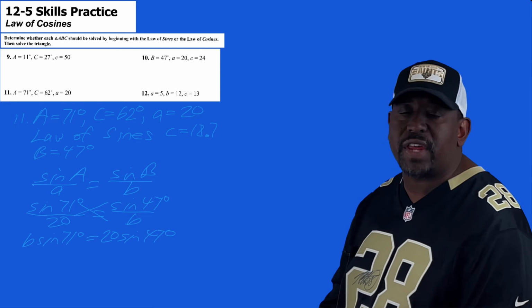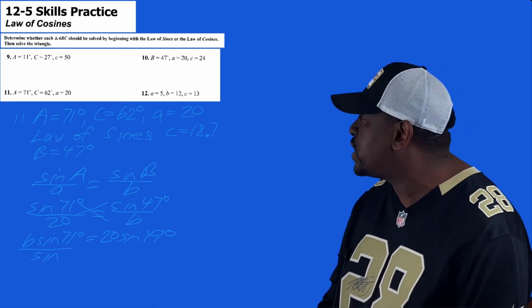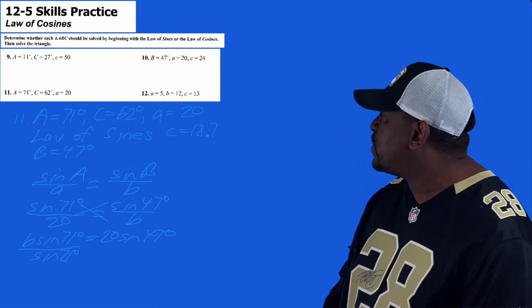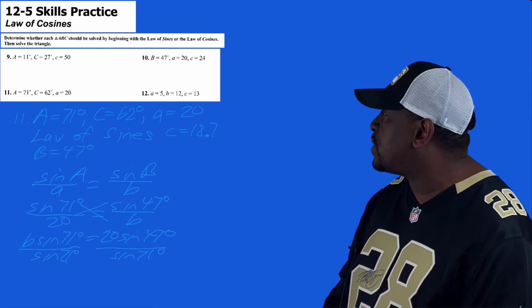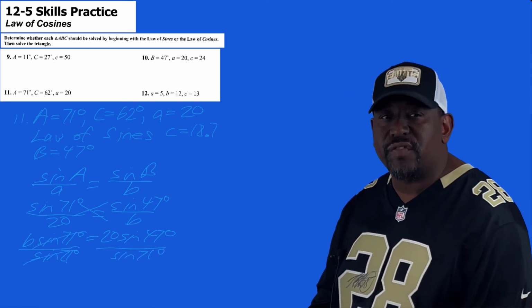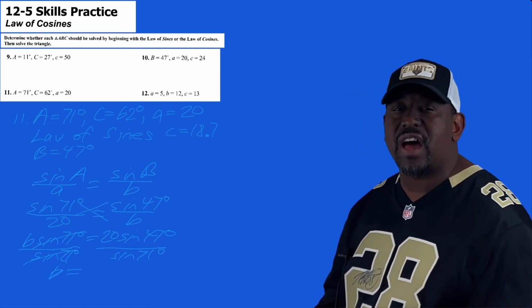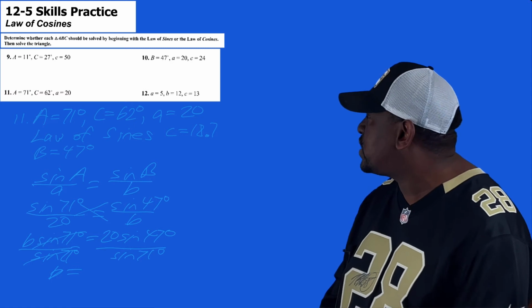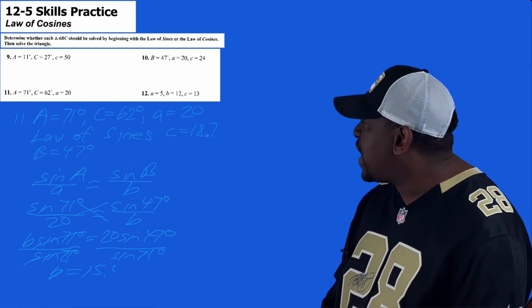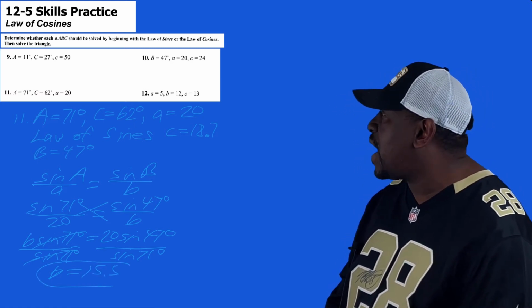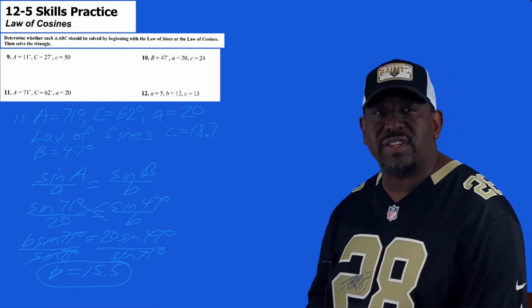We divide both sides by sine of 71 degrees, and that will give us the value of B, which is the quantity of 20 times sine of 47 degrees divided by sine of 71 degrees. You plug that into the calculator, and you want to round that to the nearest tenth. And so you get a value of 15.5, which is the length of side B.